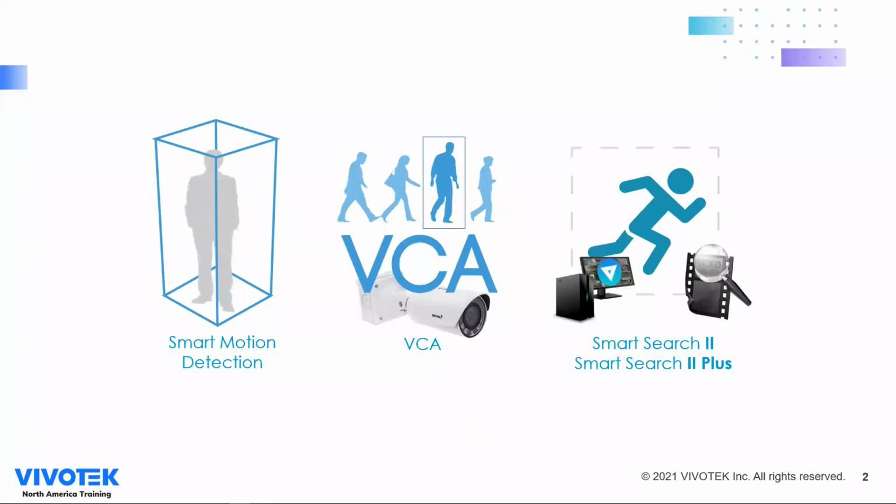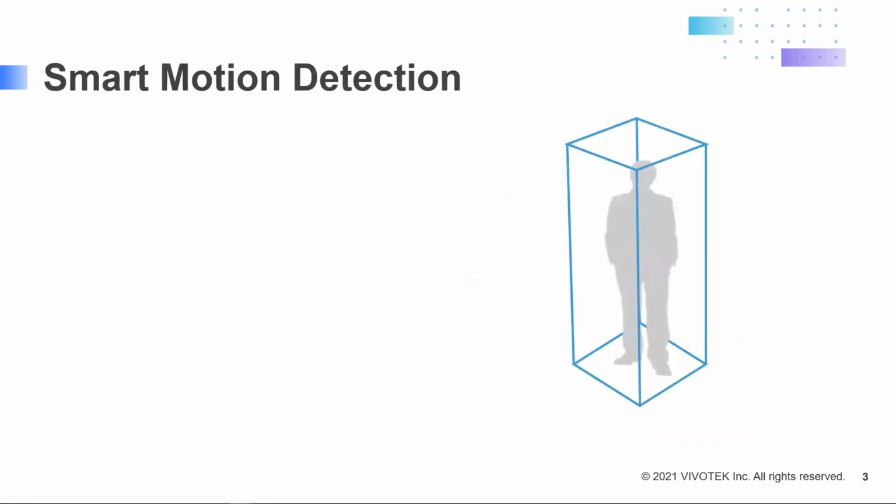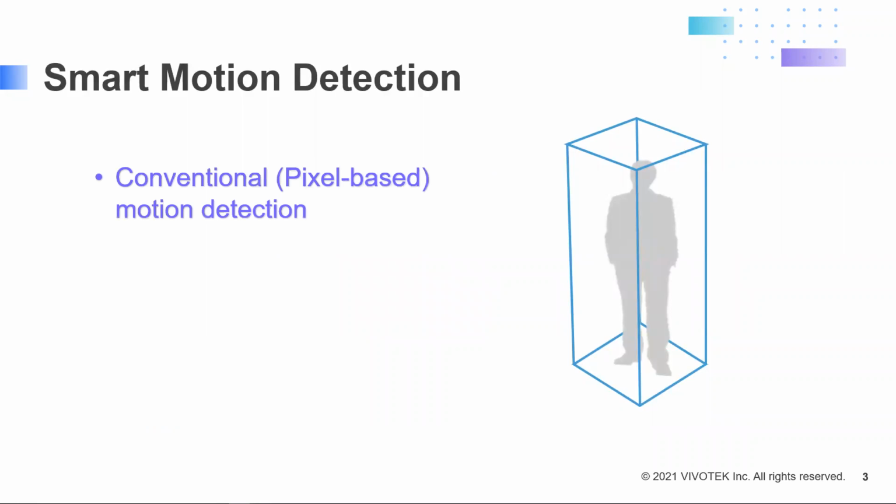In today's presentation, I'm going to go over smart motion detection, which is how Vivotech uses human detection as the backbone for our VCA technology, and also how using these features can drastically reduce the time spent searching through recorded video with our Smart Search 2 and Smart Search 2 Plus features. Let's start off with smart motion detection.